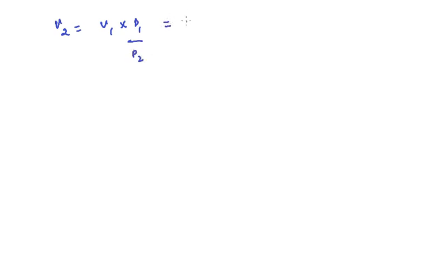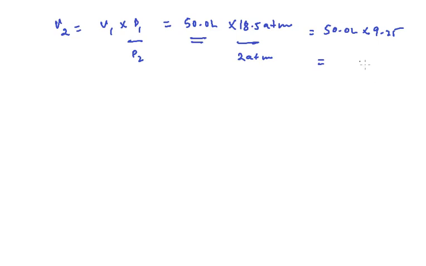So we know V1 is 50.0 liters, and the initial pressure was 18.5 atm, and we'll be very interested to know what the new volume should be if you reduce the pressure to 2. P2 is 2 atm. So let's do this. If you divide 18.5 by 2, we would get about 9.25. So if you multiply 50.0 by 9.25, the initial volume, that would give you about 462.5 liters.